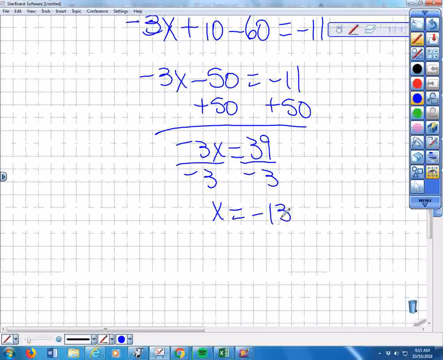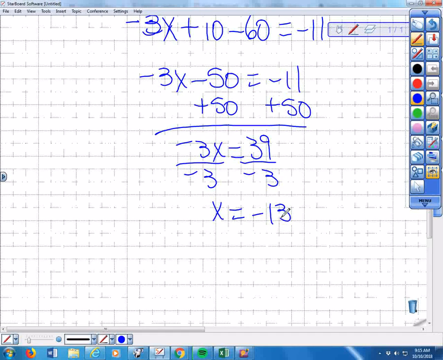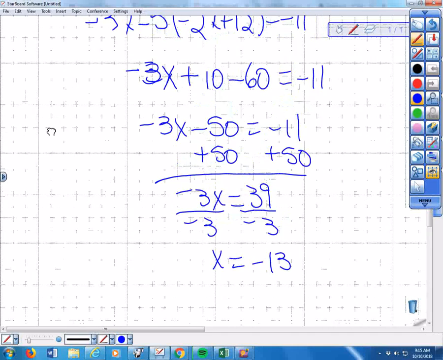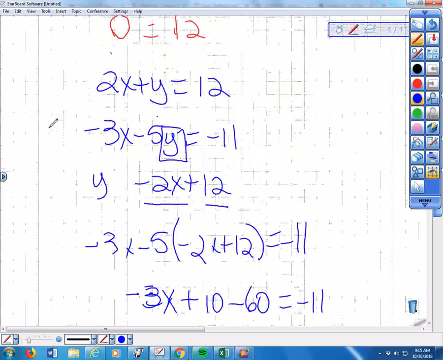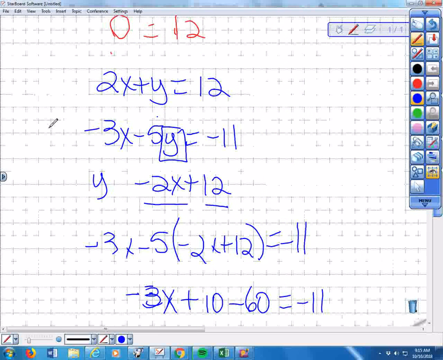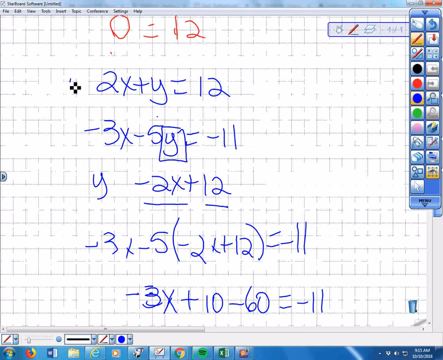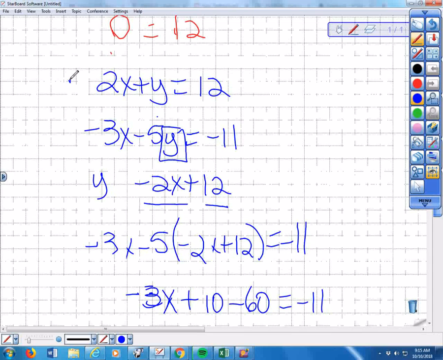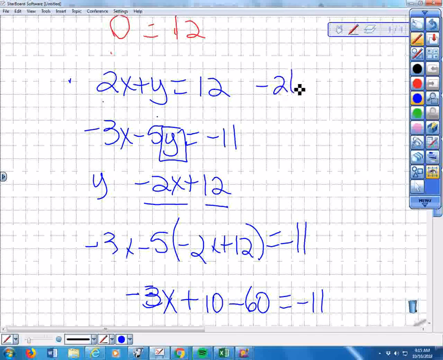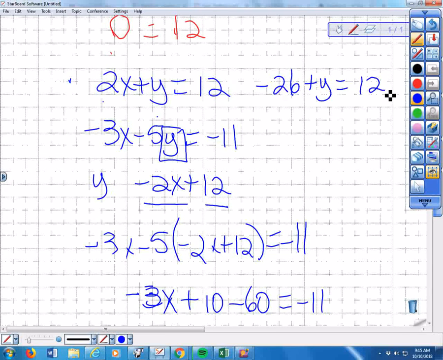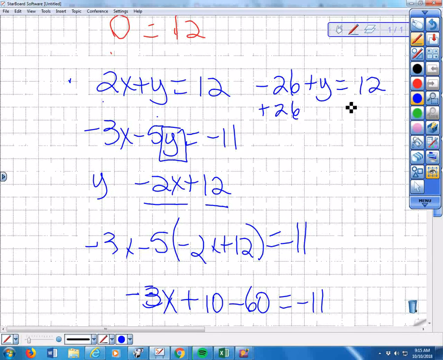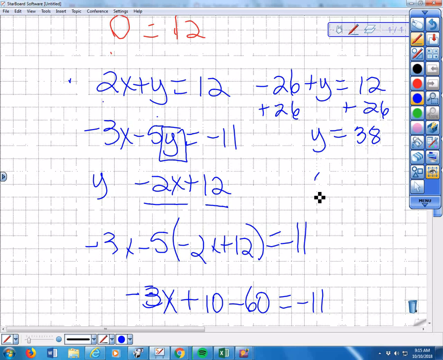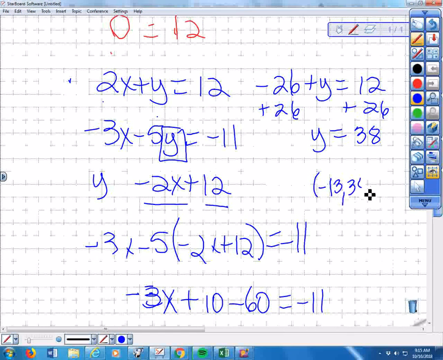So now I've found my x coordinate of the solution. But I need both. I need a point for the solution. So what I'm going to do is take negative 13 and go back to my original equations. I can choose either one. Doesn't matter. Whatever's easiest. I'm going to choose the first one, and I'm going to substitute negative 13 in for x and solve for y. Okay? So 2 times negative 13 is negative 26. Add 26. And y is equal to 38. So my answer is negative 13, 38.